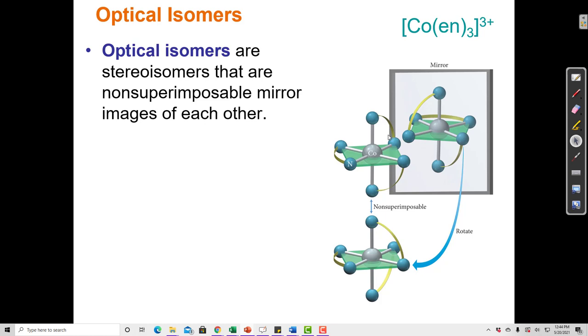Well, the way that these propellers are angled, if we look at the mirror image of it, then we're actually going to have propellers that are angled in the opposite direction. And if we bring that mirror image down here and try to superimpose the mirror image on top of this one in the same way that you would try to superimpose your left hand on top of your right hand, you would see that for this particular molecule, they don't fit. They're non-superimposable.